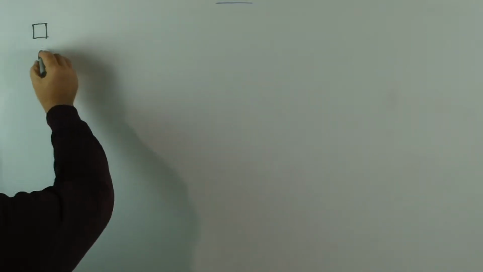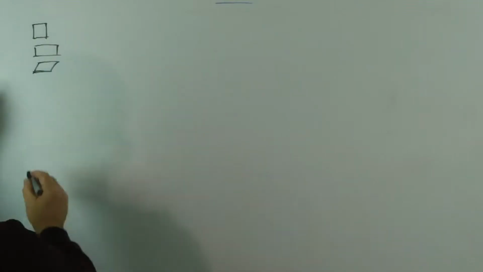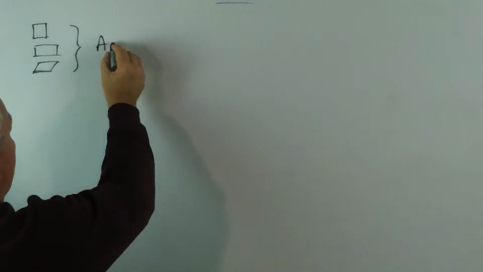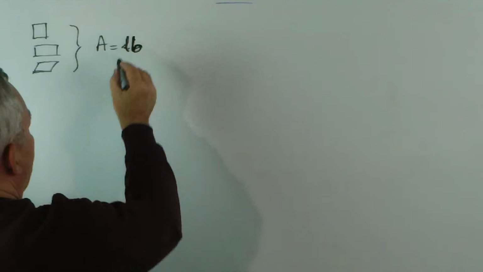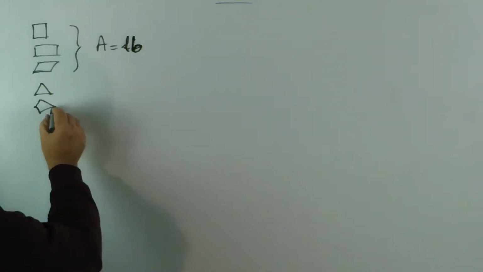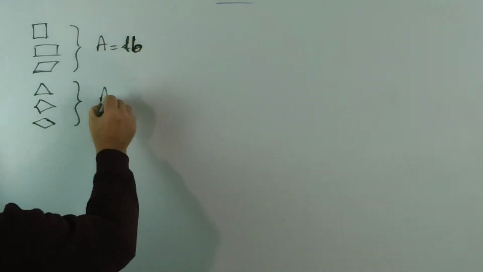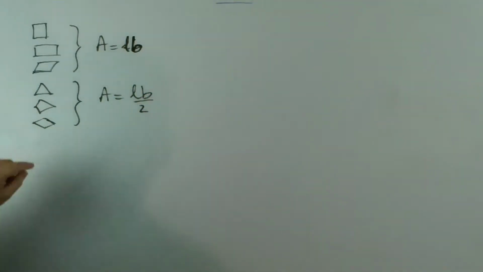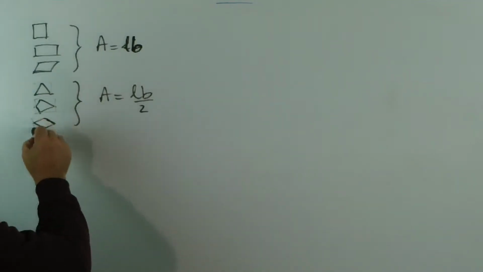For those who've looked at each of the videos, we started by saying that the area for a square, a rectangle and a parallelogram is length times breadth. The area of a triangle, a kite and a rhombus, for all three of these, was length times breadth over 2, because all three of these fitted inside a rectangle and used up half the space inside a rectangle.